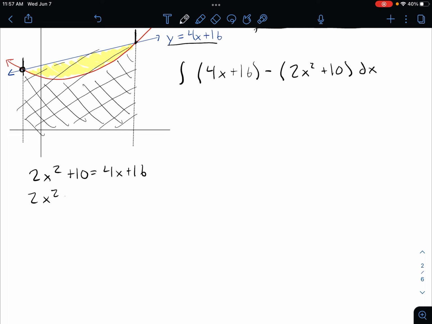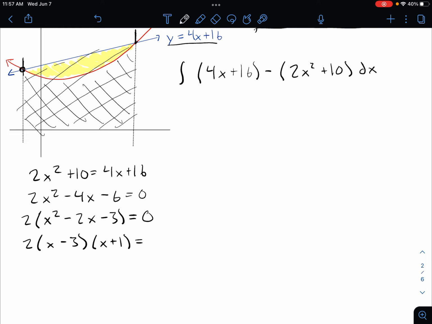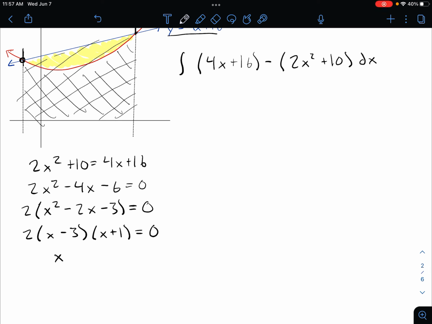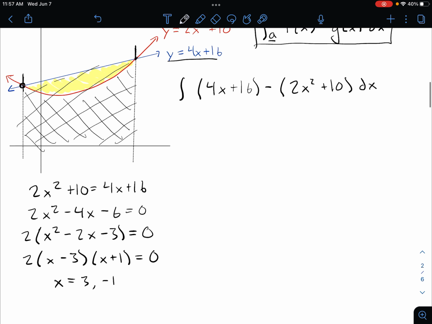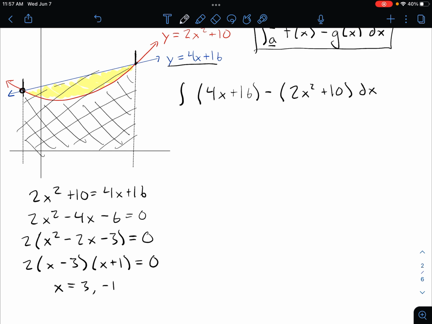We'll just get everything on one side, and then factor. You can do this in the way of your choosing, but generally, I like to think of it as what's going to multiply to -3 and add to -2 in this situation. This gives us our x-coordinates of those intersection points. And we can logically, using the picture here, figure out that this -1 is going to be on the left, and this 3 is on the right.